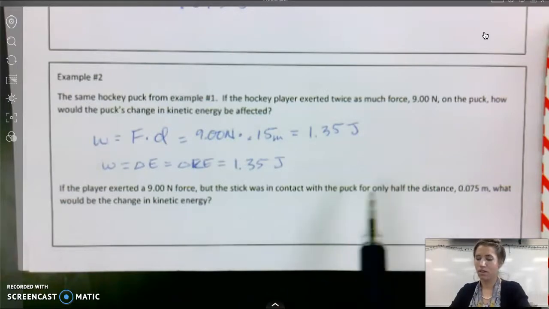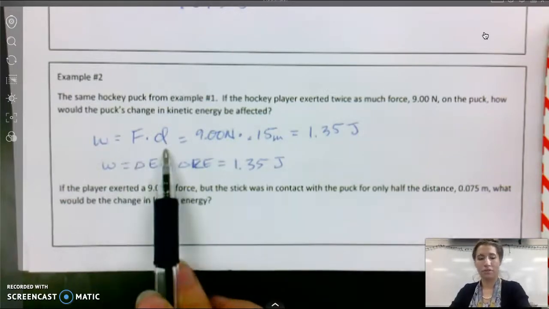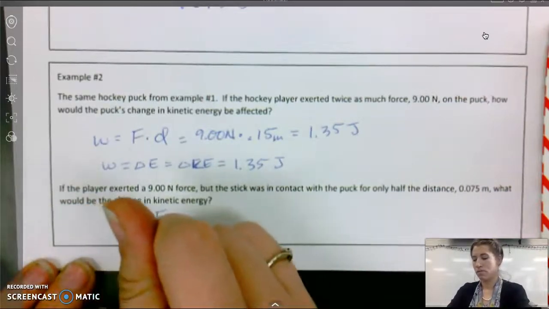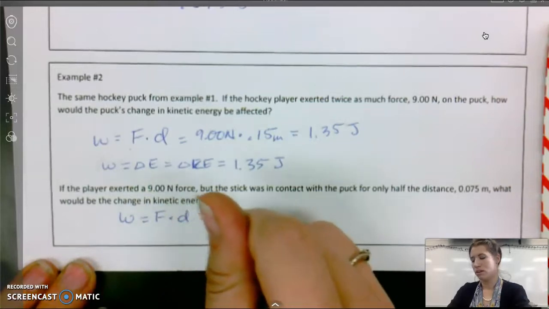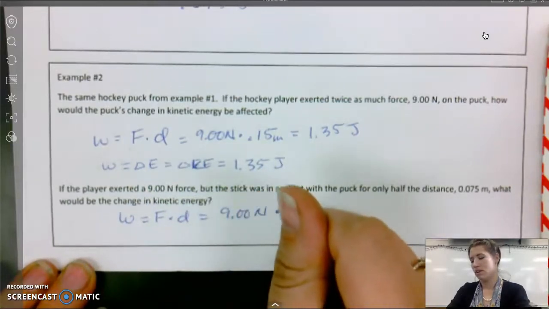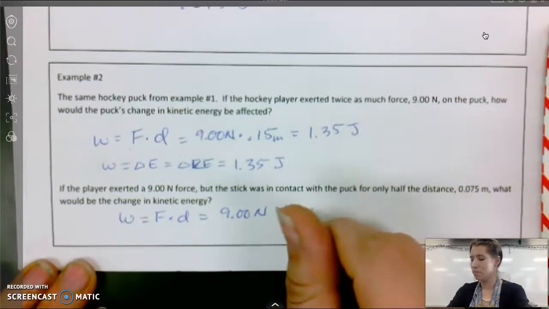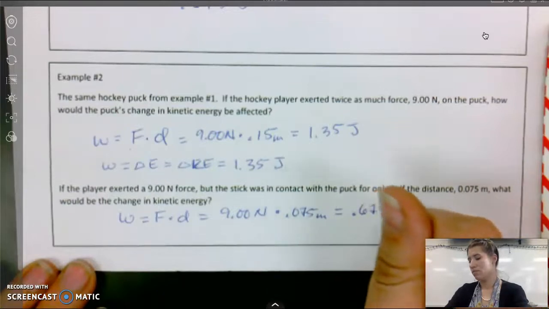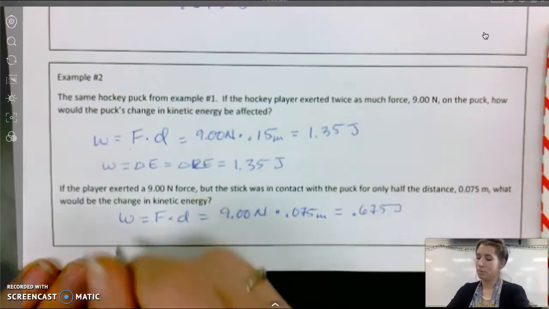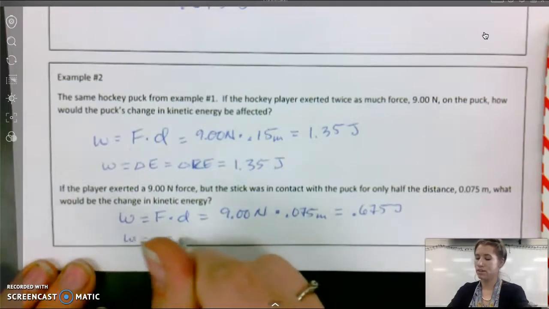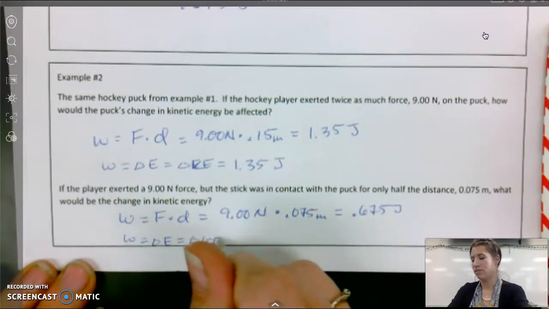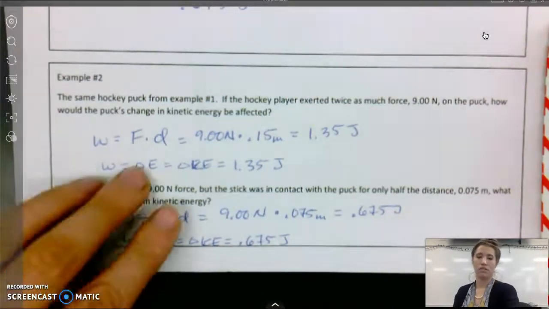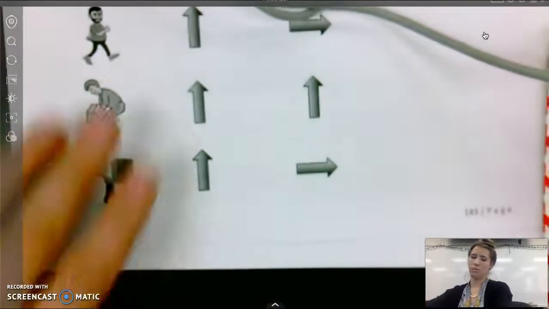If the player exerts 9 newtons of force, but the stick was in contact with the puck for only half the distance, so we double the force but we reduce the distance by half. So work is force multiplied by distance. Our force is 9 newtons, and the distance is half as much as what it used to be. We get what we originally started with. Work is change in energy, and in this situation that would be change in kinetic energy, so it'd be 0.675 joules. Nice.